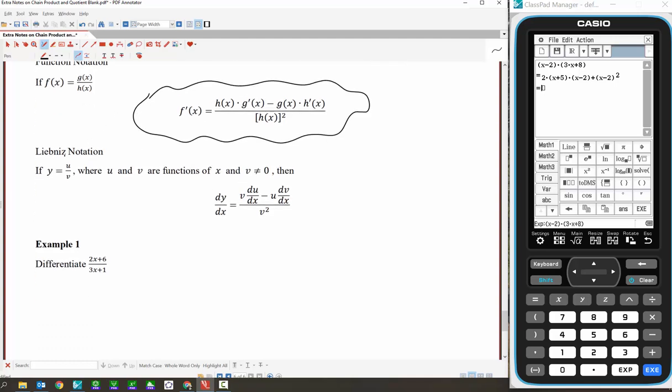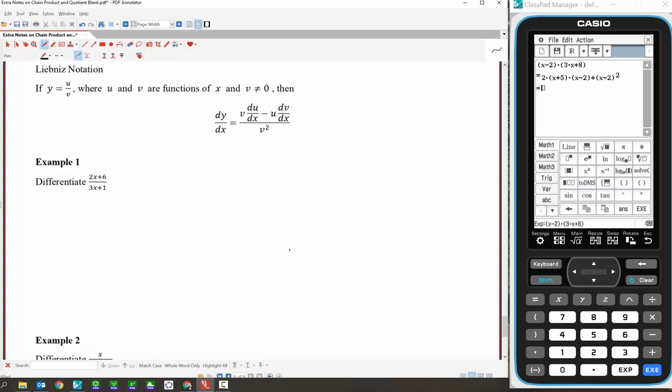But again, I prefer Leibniz's notation, where if y is equal to u on v, and u and v are two different functions, then this is the rule. So dy/dx equals v du/dx, take away u dv/dx, over v squared.